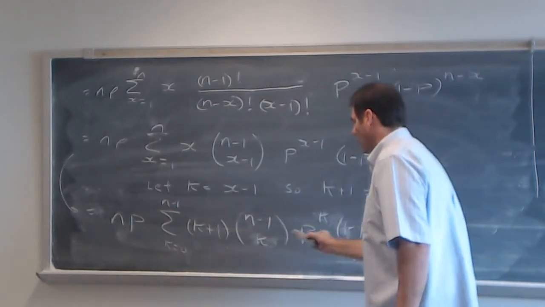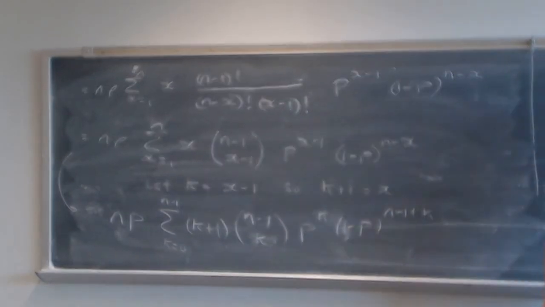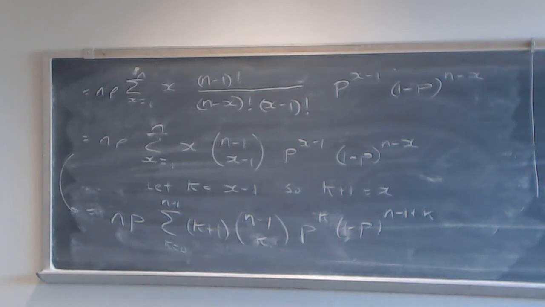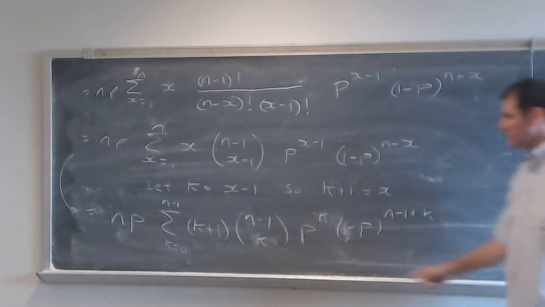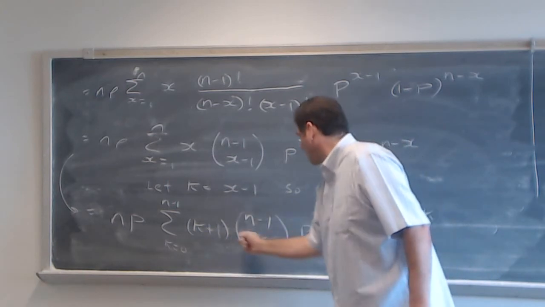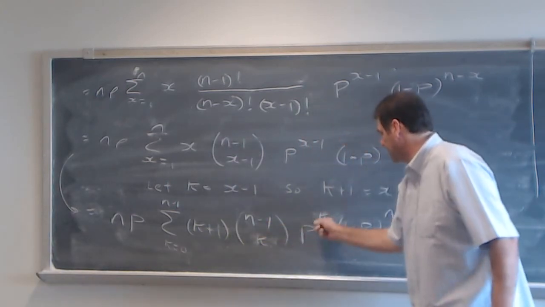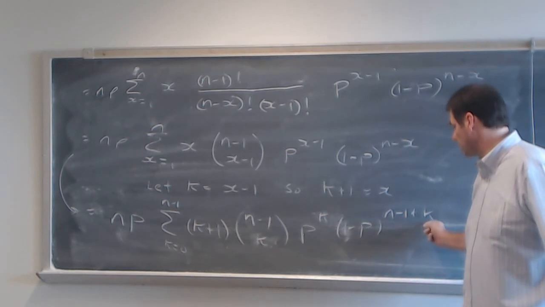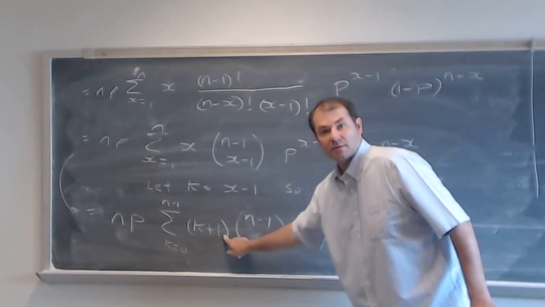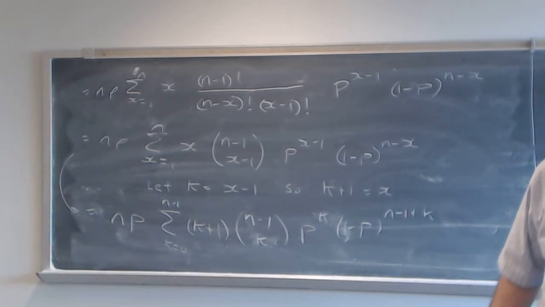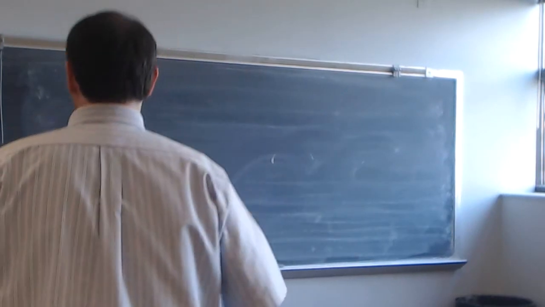Now I'm going to rewrite this as two sums, where really what I'm going to do is multiply k. I'm going to distribute this n minus 1 choose k, p to the k, 1 minus p to the n minus 1 plus k, to the k plus 1. That's what I'm going to do.